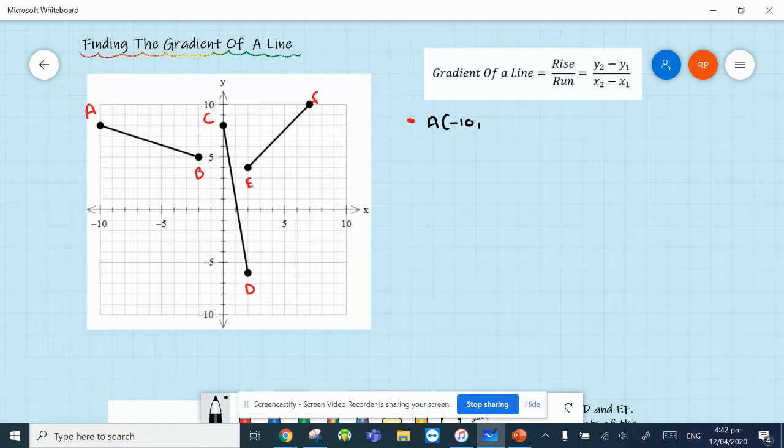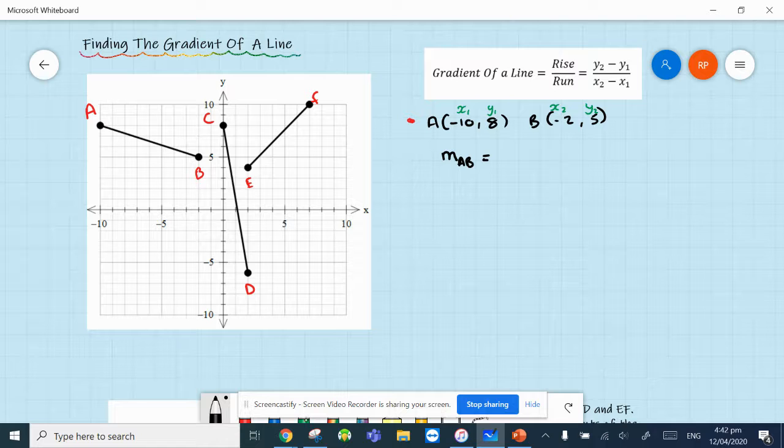So minus 10, 8 is A, and B is minus 2, 5. Right, you'll see in the formula it says y2 minus y1 and x2 minus x1. If you can't remember, you can always label. So we've got x1, y1, x2, y2. Once you've done a few though, you just don't need to do that. So when we're talking about gradient, we use the letter M, and we're talking about the gradient AB.